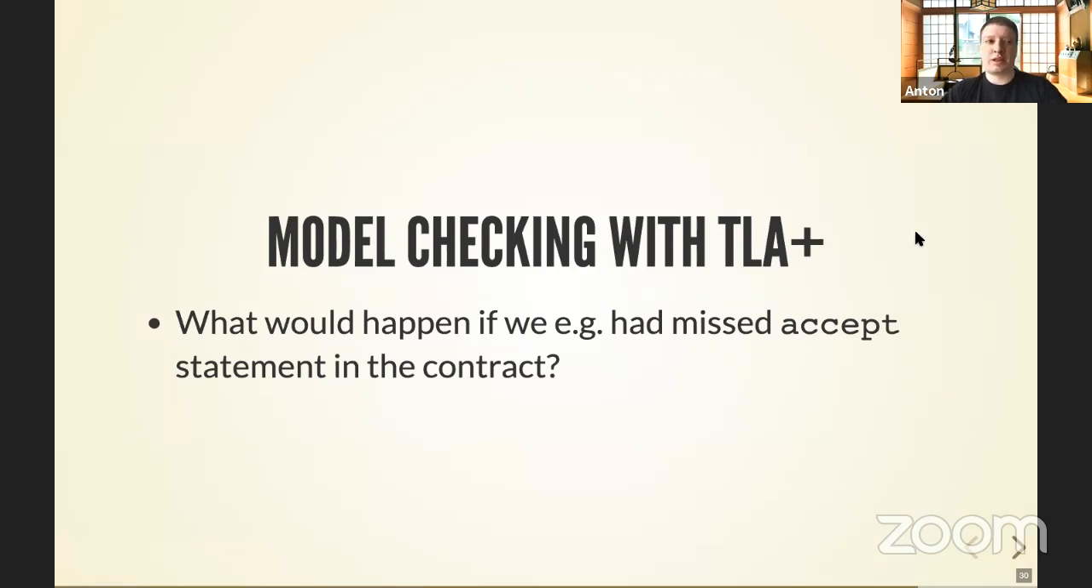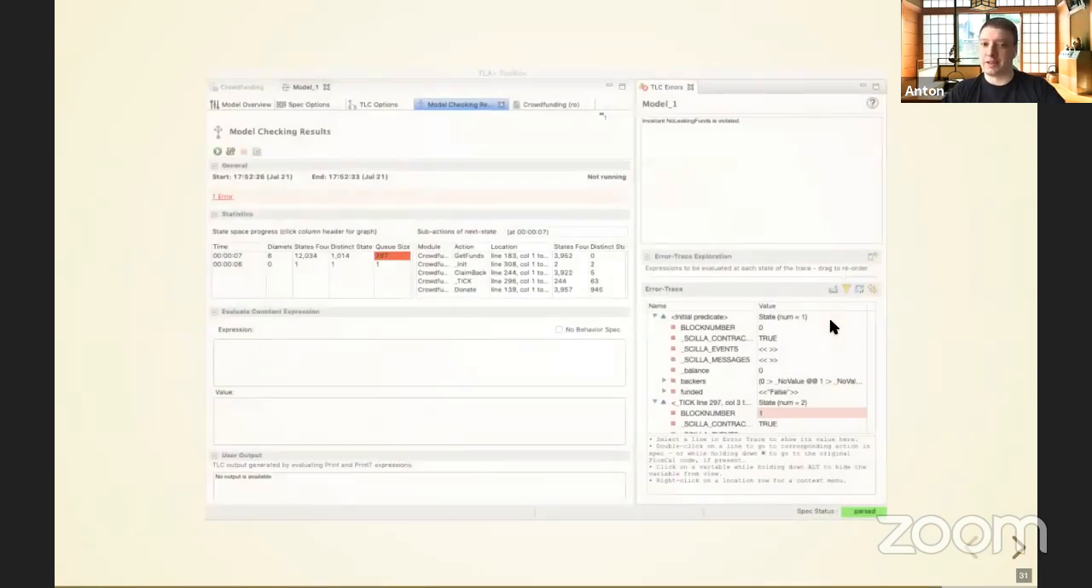So what would have happened if we recorded the donation from some backer, but didn't really use the accept statement, which basically increases your balance? The contract without this accept statement does not do that. So when you run that in the TLA Plus toolbox, you get this kind of thing. This one error, and here it says that the invariant called no leaking funds is violated.